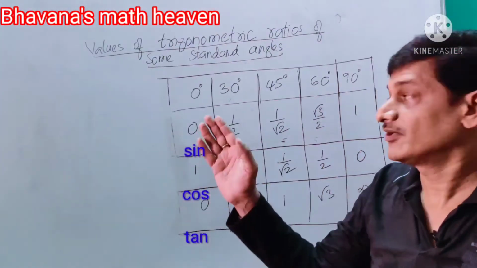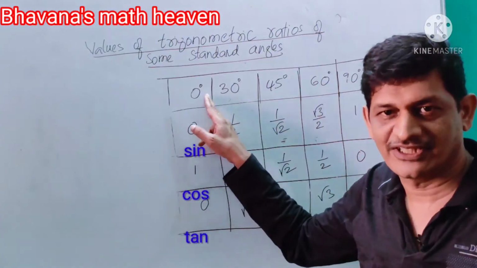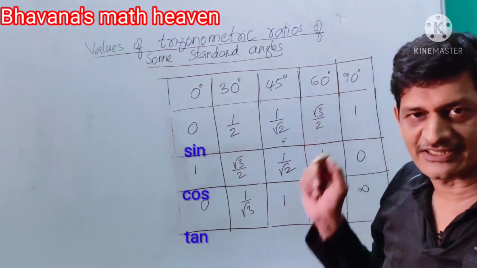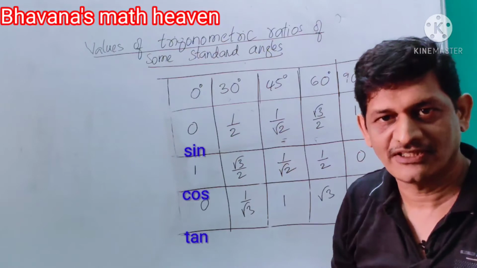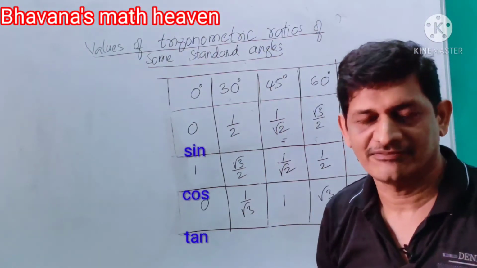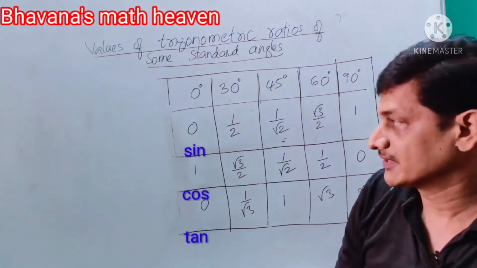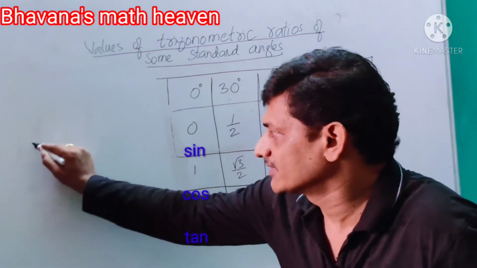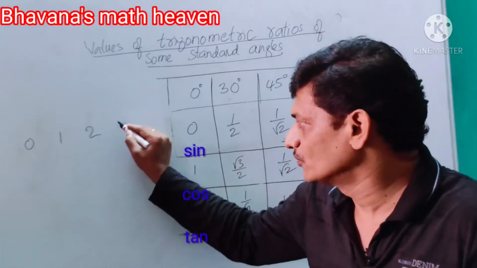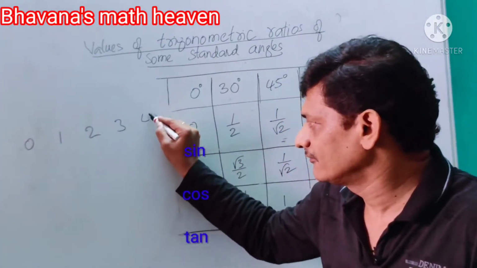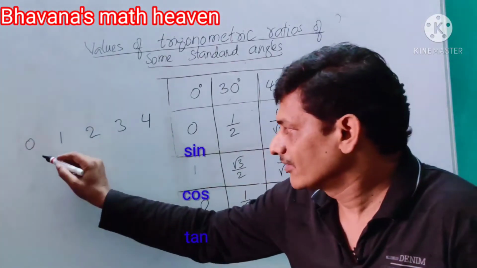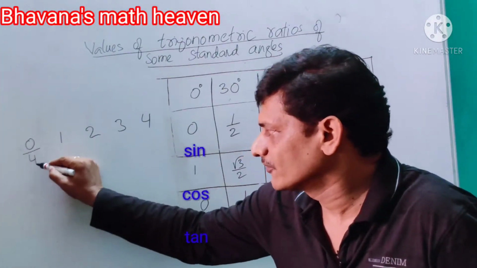Now count how many standard angles are there here. 0 degrees, 30 degrees, 45 degrees, 60 degrees and 90. Isn't it? So totally 5 standard angles are there. So for those 5 you have to take the first 5 whole numbers. Whole numbers begin with 0, next 1, 2, 3, 4. So 5 whole numbers are taken here. Now divide each whole number by 4.